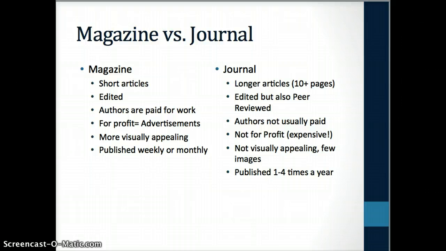Journals have longer articles. These are 10 pages or more long, usually upwards to 20 to 30 pages. Authors are not paid for their articles. Being published in a peer-reviewed journal is how you get promotions in the scholarly world, but you don't get a check. They're not for profit, which means that the individual journal issues are very expensive. Sometimes they cost $60, $70 an issue, and basically only libraries buy them. They're not usually visually appealing. You can tell it's a journal article if there's no images. And journals, because they're so expensive and because these articles are so long, are usually published 1 to 4 times a year.